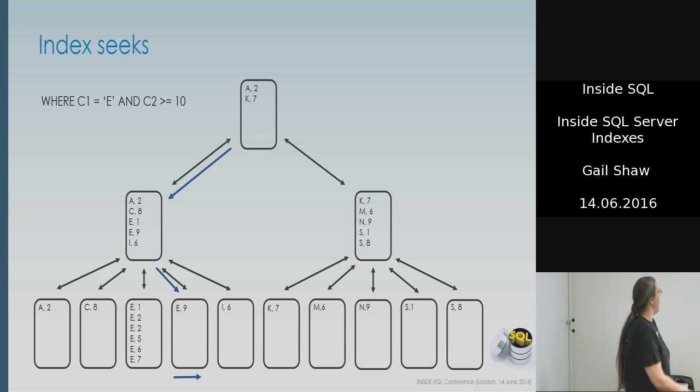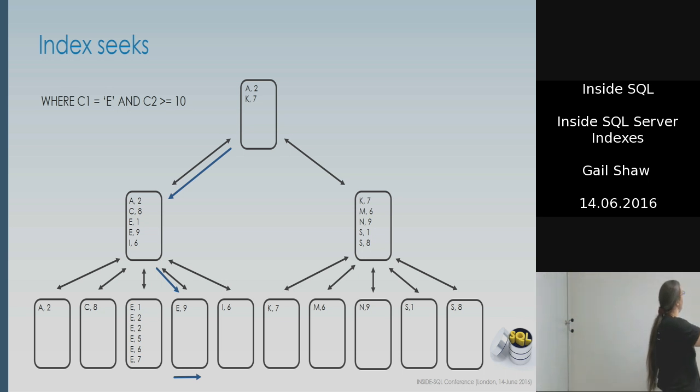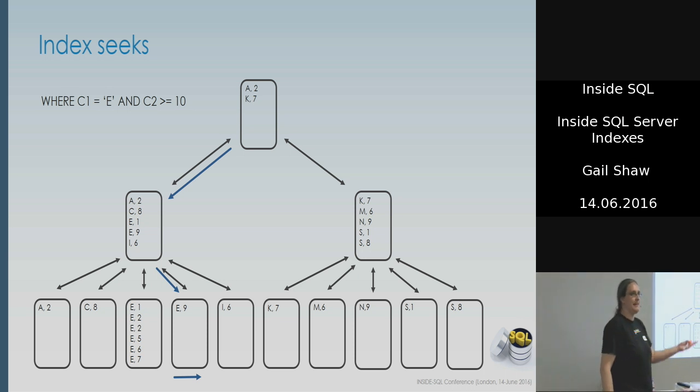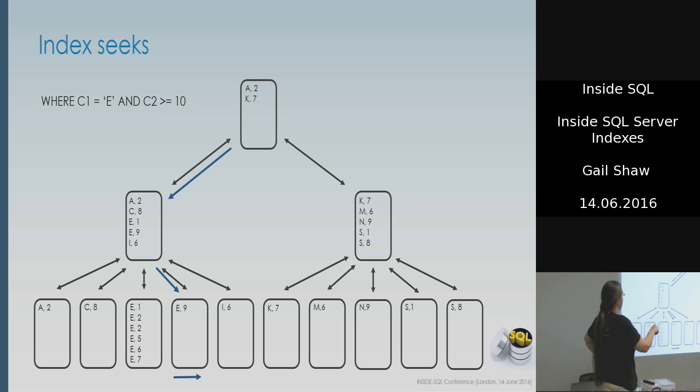So yes, we've got to find the last row that we need to find the beginning of that range, so we need to find the last row that isn't it, and then carry on going. That's why I said if I was seeking here for E and C2 greater than or equal to 9, I would have to read this page. The fact that I start with 9 doesn't mean I haven't ended with 9.